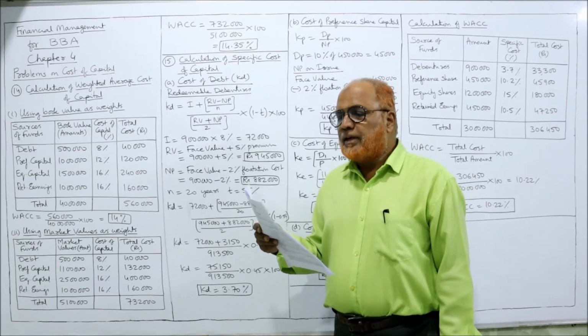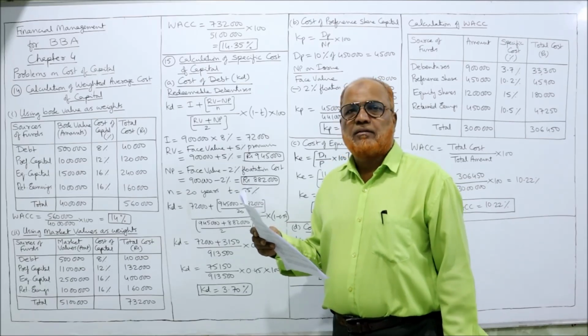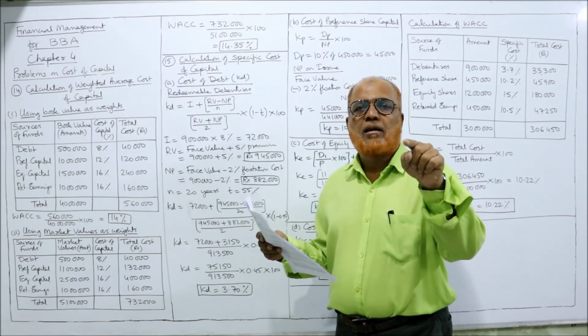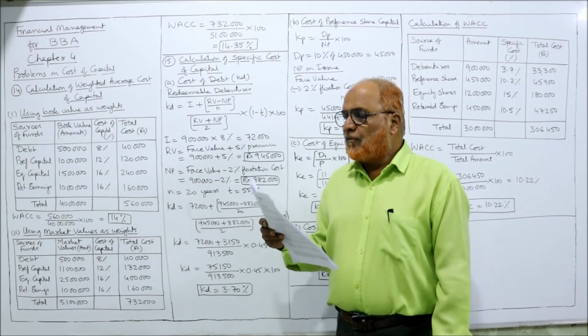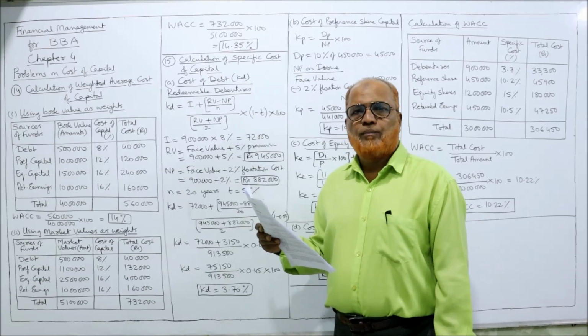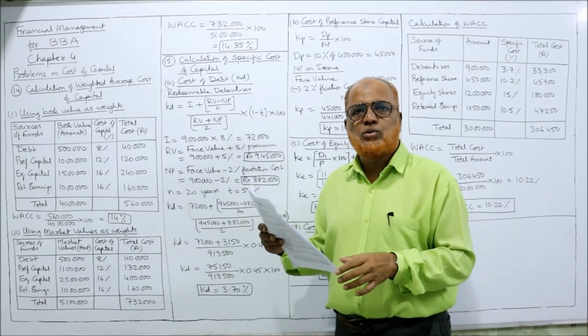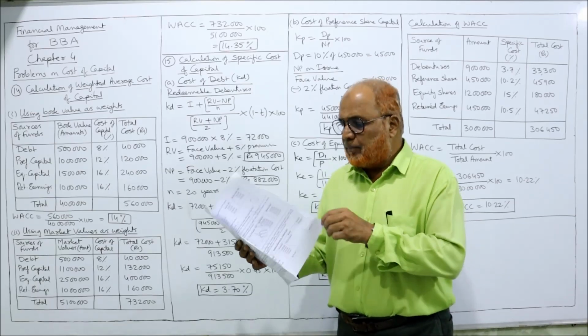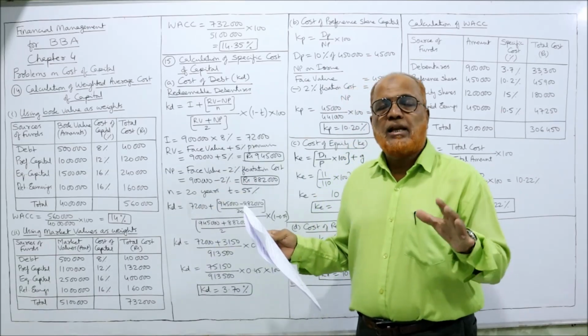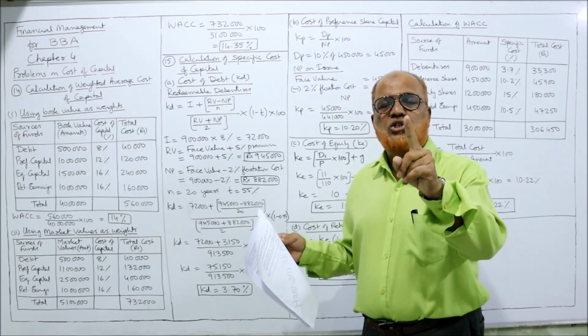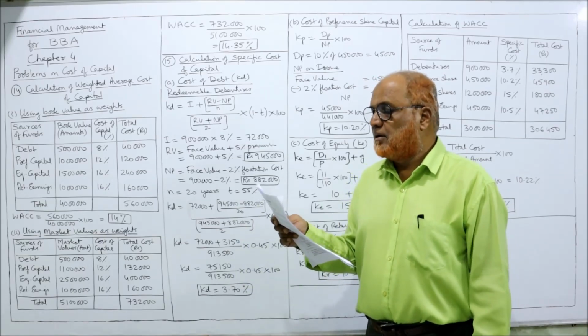So we are given 20 years 8% debentures. That means debentures are redeemable after 20 years, of rupees 2,500 face value. Each debenture face value is 2,500. But how much debentures are there? 9 lakh. In the balance sheet it is given total 9 lakh rupees debentures. Each debenture face value 2,500.